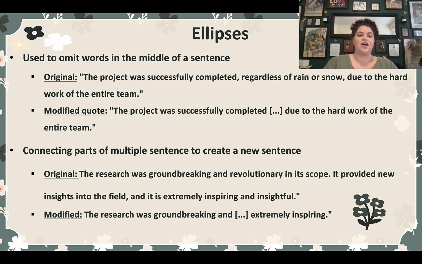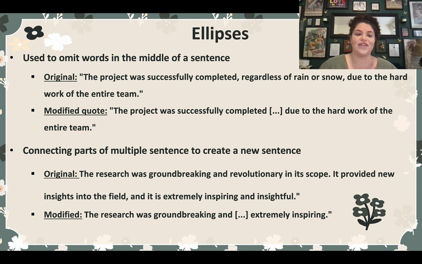So the original quote in the original source says this: "The research was groundbreaking and revolutionary in its scope. It provided new insights into the field, and it is extremely inspiring and insightful." So that's the quote in the original source. You are incorporating that quote into your essay, but you don't need all of that information. You want to take some of it from the first sentence, and you want to also take a little bit from the second sentence. You can do this using the ellipses.